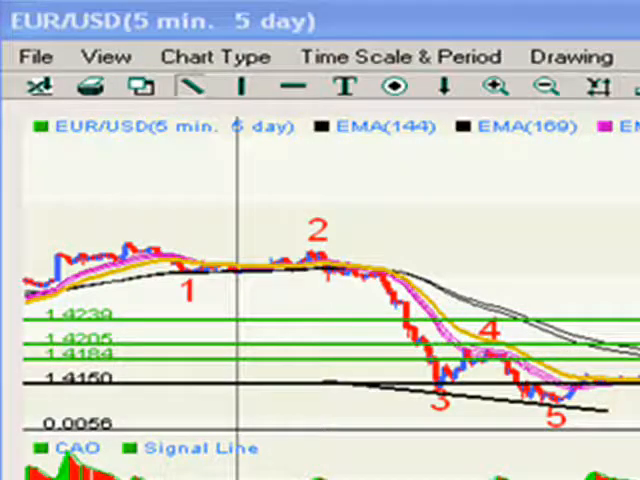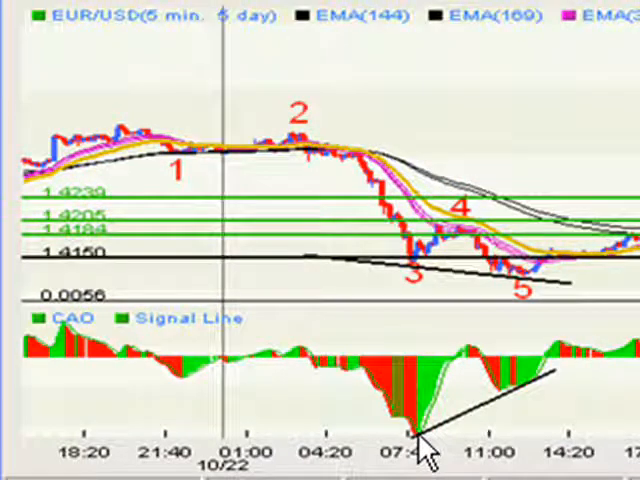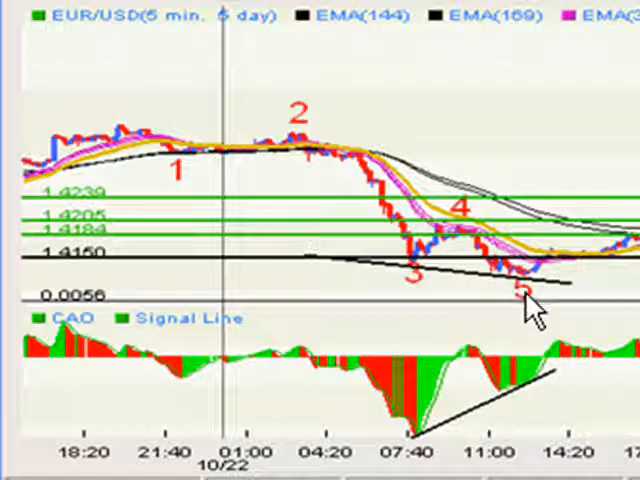If we look down at the Awesome Oscillator, which is a 5-34 histogram with a 5 moving average signal line and can also be replicated using the MACD, we see what we call divergence. And divergence is as follows. Divergence is when we make a new price low and we don't follow through with an oscillator low. That's called divergence. It means that the market is running out of steam. The market is losing momentum. The market is ready to turn around.